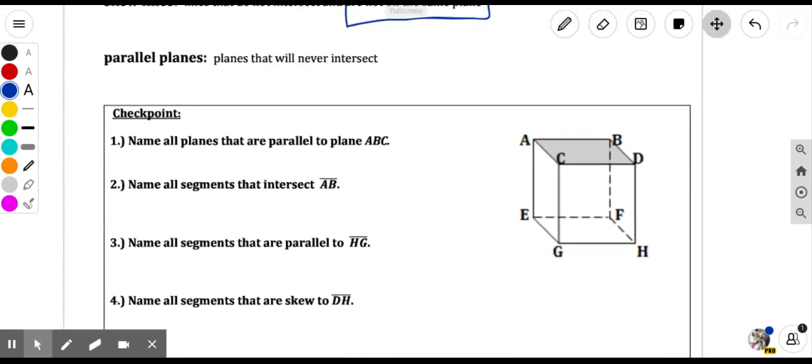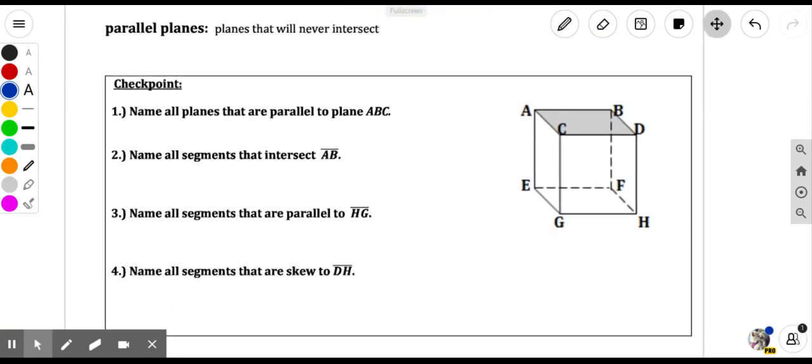Okay, so here are the examples that we're going to do for these vocab words. First, it says, name all planes that are parallel to plane ABC. Plane ABC is the one that's already grayed out on the top. So there's actually only one plane that won't touch it. Picture like this is the top of a box. The only side of the box that doesn't touch the top is the bottom.